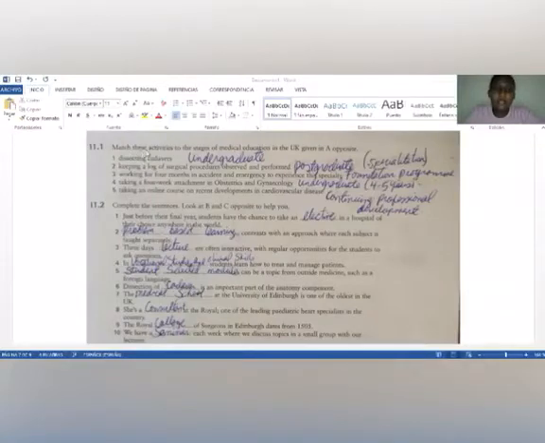Match these activities to the stage of medical education in the UK given in A opposite. Number 1, dissecting cadavers, undergraduate. Number 2, keeping a log of surgical procedures observed and performed, postgraduate. Number 3, working for 4 months in accident and emergency to experience this specialty, foundation program.